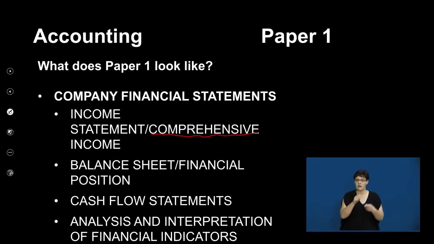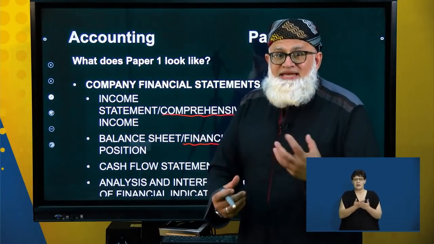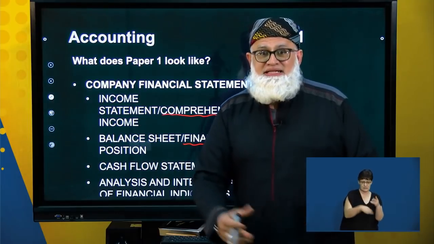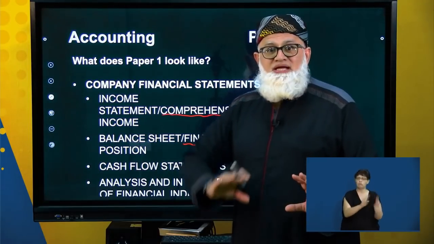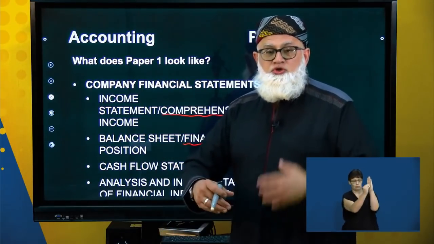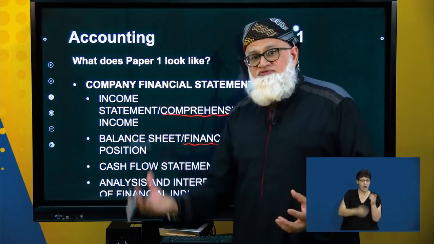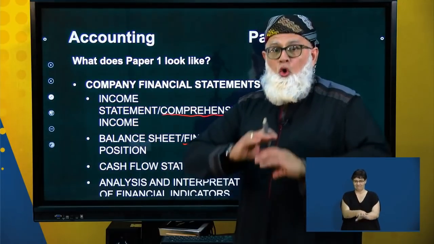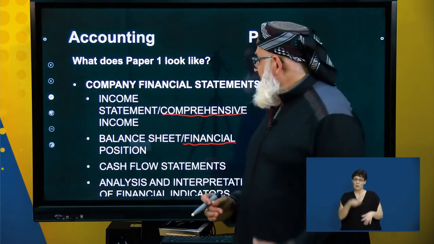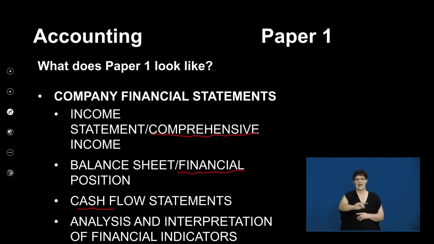Then the second one is what we refer to as the financial position or the balance sheet, right? So if you can do both the income statement and the balance sheet, then you're ready to go, because it could be an income statement with notes, or a balance sheet with notes, or a combination of part of the income statement and part of the balance sheet. But you need to know all of them. That's important.